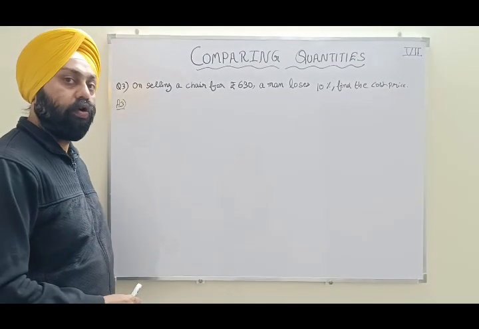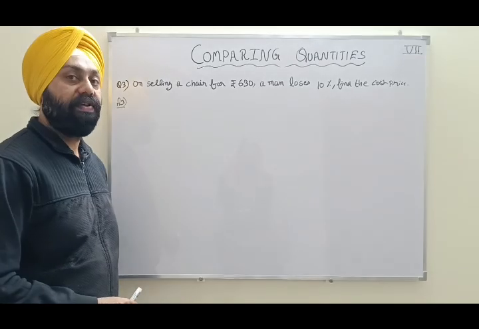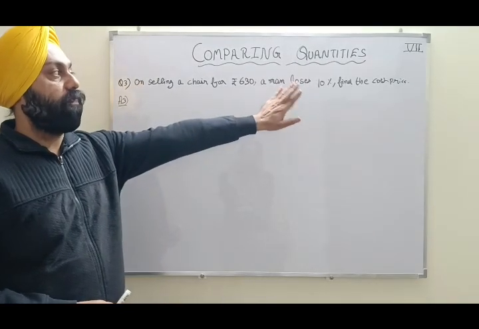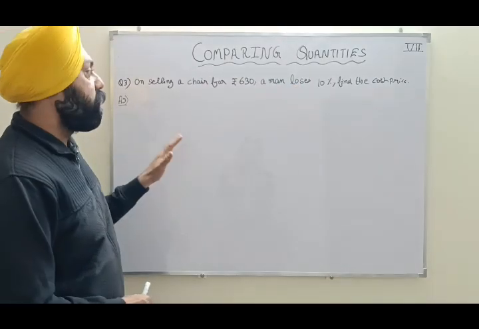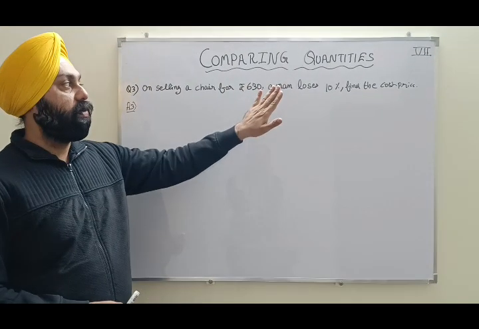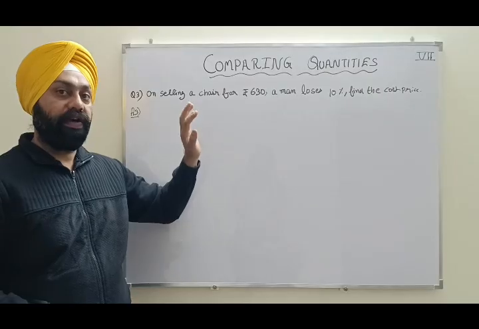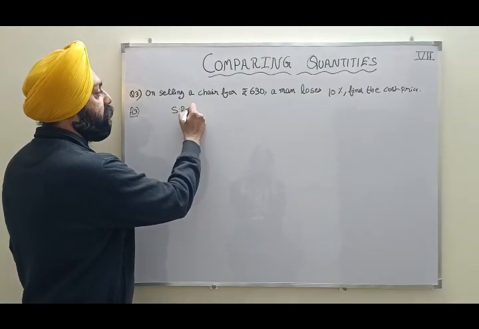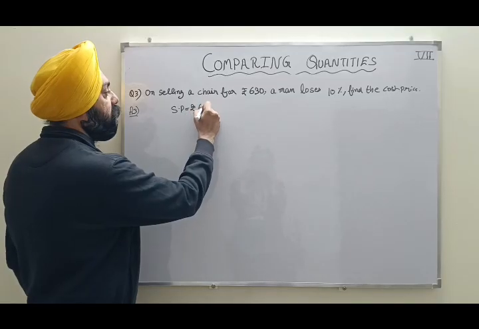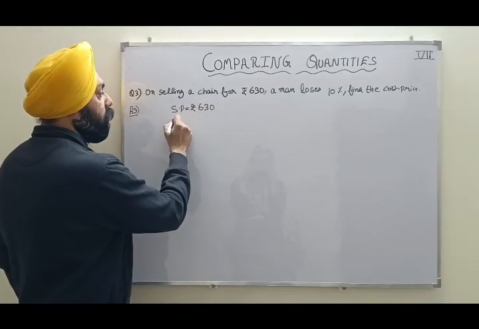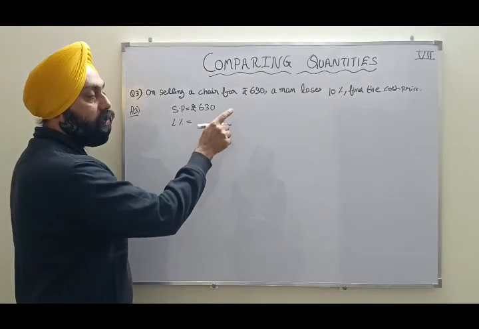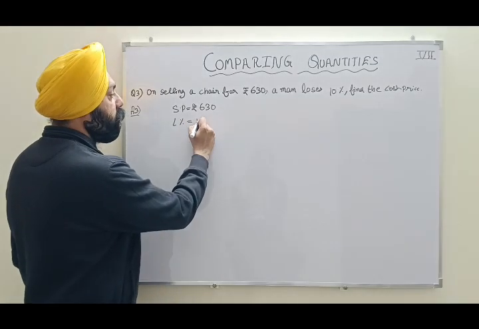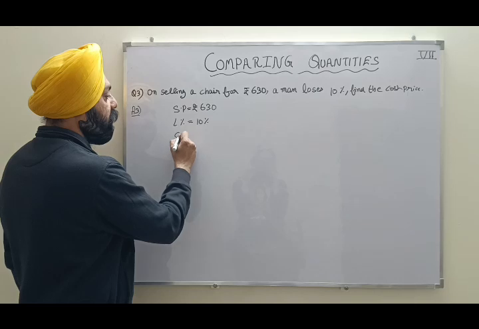Our next question is on selling a chair for rupees 630. A man loses 10%. So we have to find the cost price. In this question, selling price is given and loss percent is given. We have to find the cost price. So first we will write SP is equals to rupees 630. Loss percent. Here loss percent is given, not the loss. So loss percent is equals to 10%. Cost price we have to find.